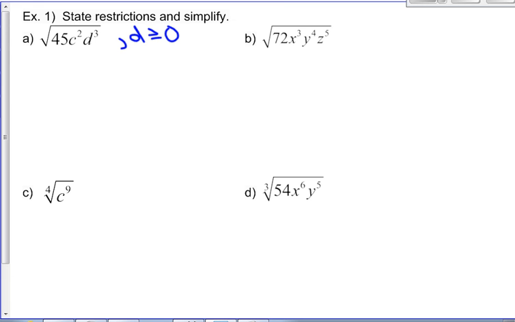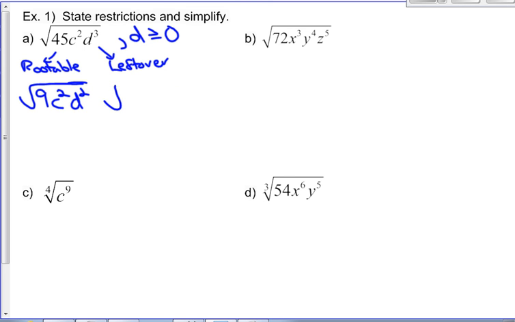Now let's split it apart into rootables and leftovers. What can be square rooted? Well, from 45, you could split it apart into 9. C squared can be rooted. D cubed can't be, but you can take out part of it. D squared could be square rooted. And then what would that leave us? Leftovers would be 9 times 5 is 45. We dealt with all the c's, and we're left with one of these d's.